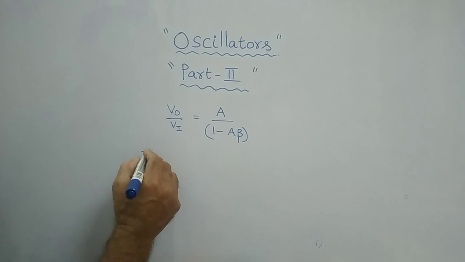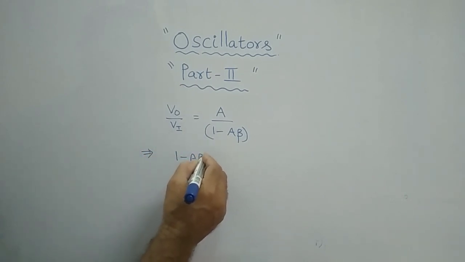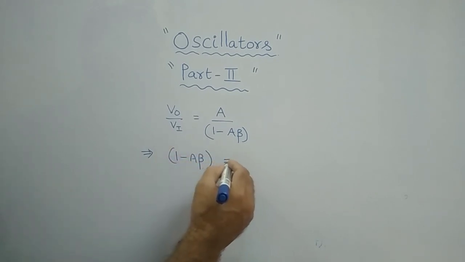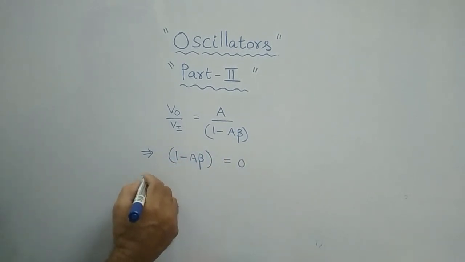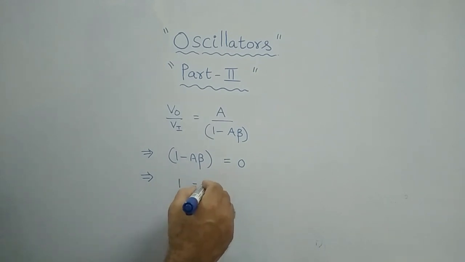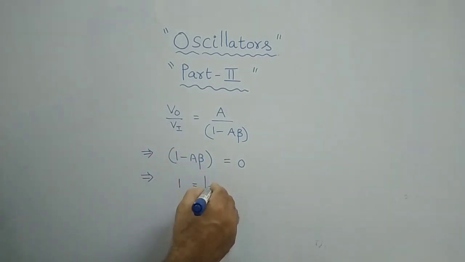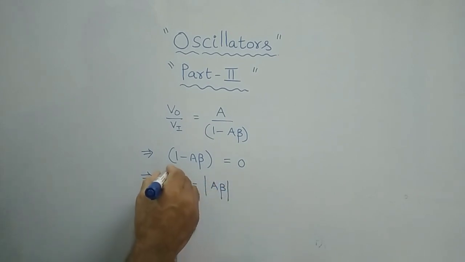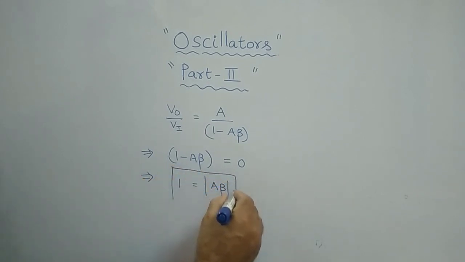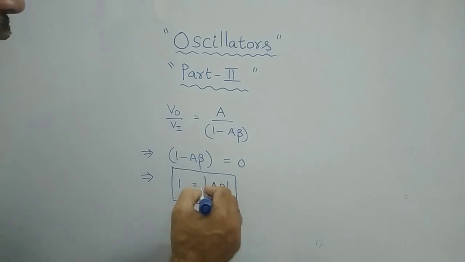If you make the denominator 1 minus A beta equal to 0, this implies 1 is equal to A beta. Beta is the gain of the feedback, and normally we consider the magnitude, because your feedback network may have capacitive elements, resistive elements, and sometimes inductive elements. That's why we take the magnitude.